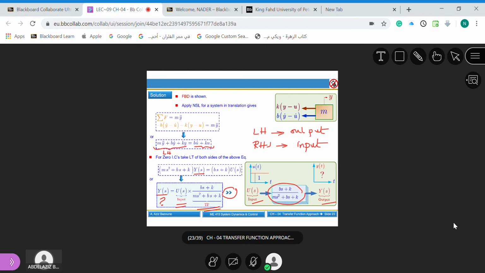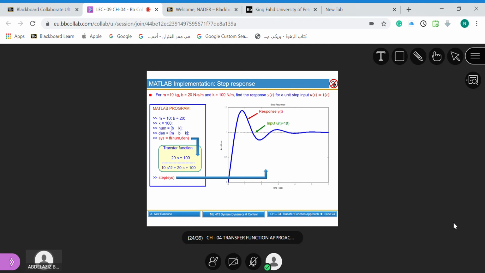For example, if we have an input of magnitude 1, which is a step, what will be the output? It turns out to be simply a differential equation that you have solved before using the Laplace transform in chapter 2. If we use MATLAB, this is what we will get, for mass equal to 10, B equal to 20, and K equal to 100 newtons per meter. The response will look something like this. You give the parameters M, B, and K. You give the numerator B and K, and the denominator M, B, K. You ask for sys as a transfer function, and you will get this transfer function.